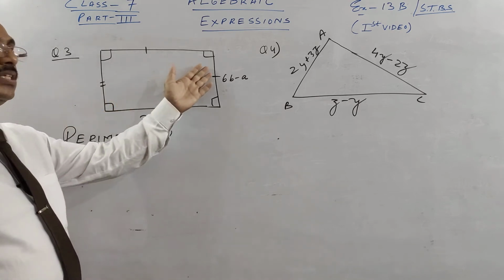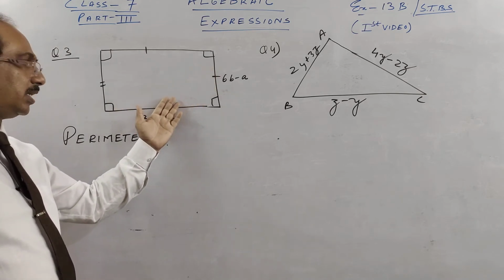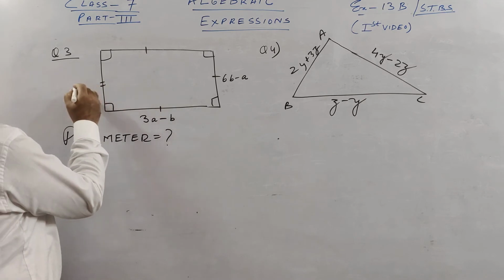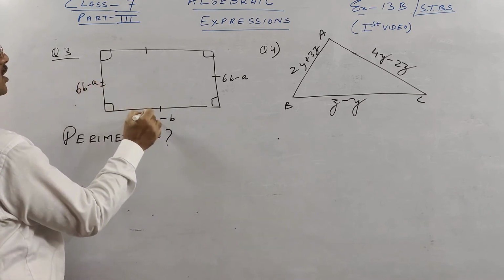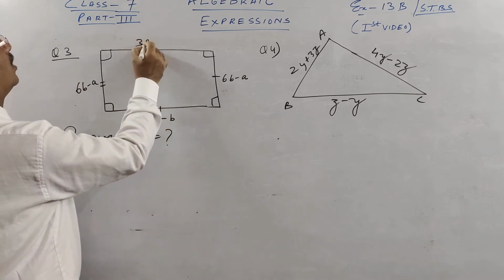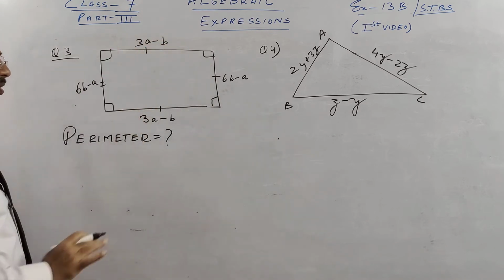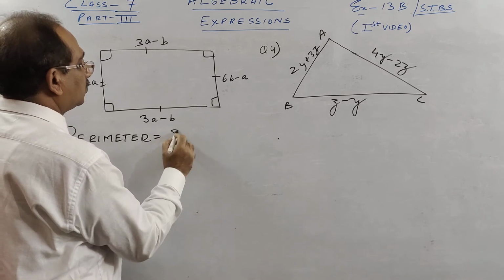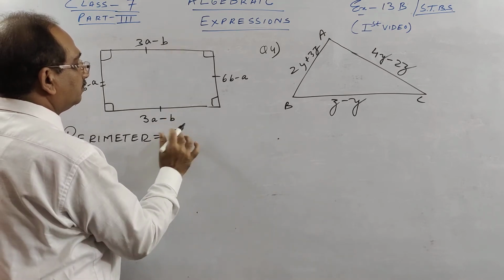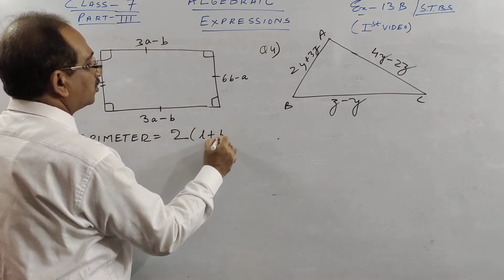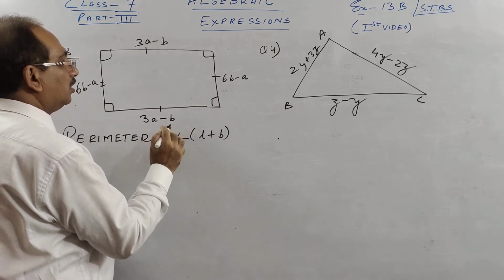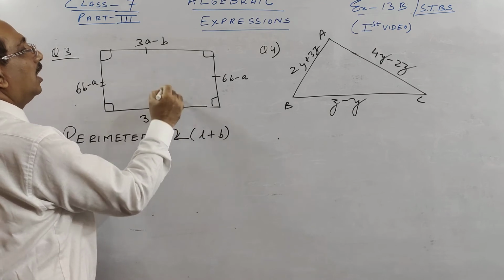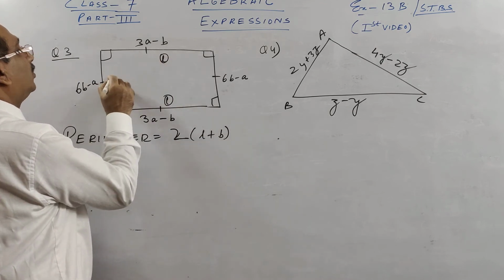The next question is about a rectangle with adjacent sides. Adjacent side means side by side, and we know opposite sides are equal. So if this is 6b minus a, this is also 6b minus a. If this is 3a minus b, the other side will also be 3a minus b. So the perimeter of a rectangle, children, is twice the length plus breadth. This is a formula which you have to learn.